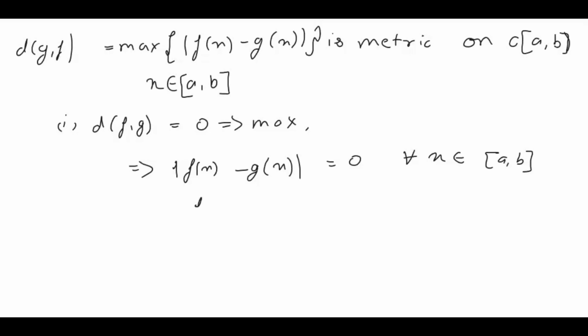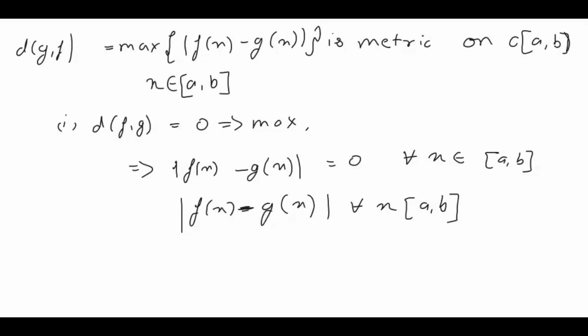Now f(x) is equal to g(x), or in mod here minus g(x) in mod, for all x belongs to [a, b].